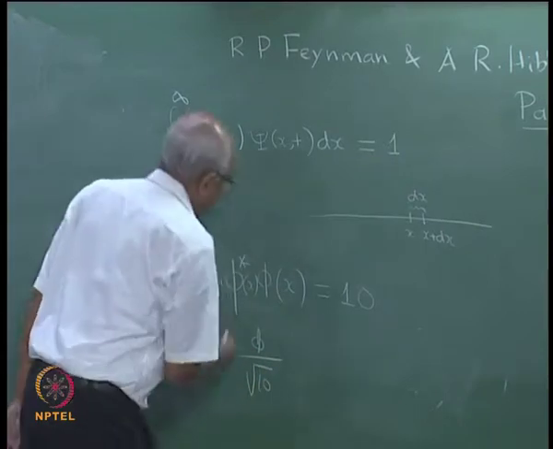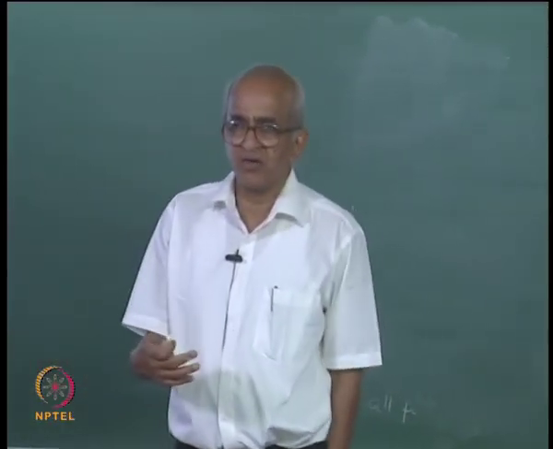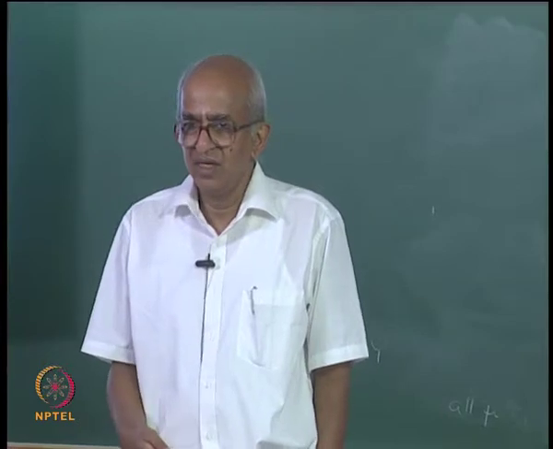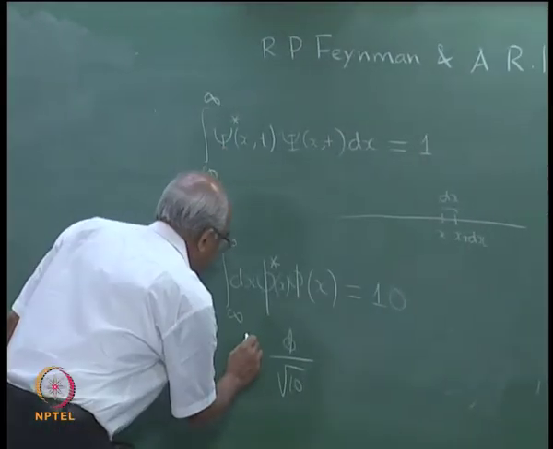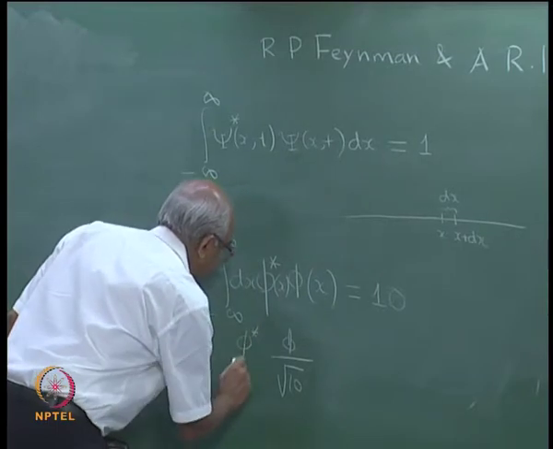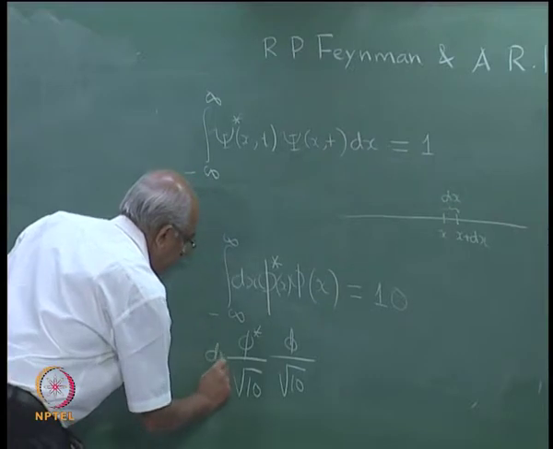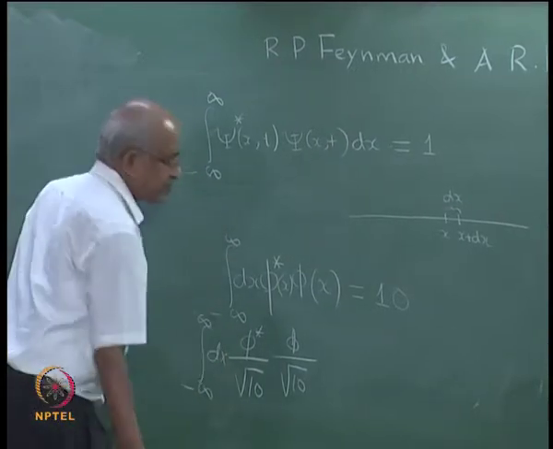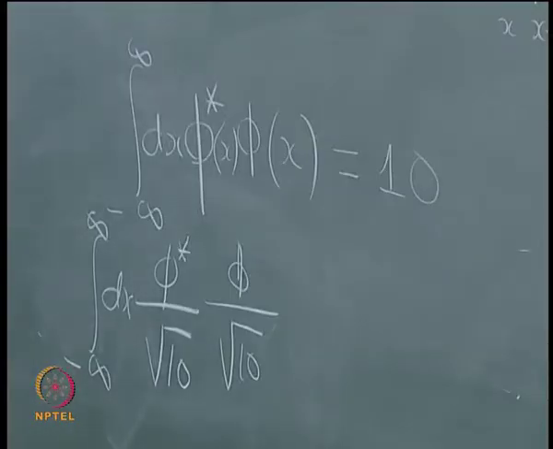But then if you think about this, from phi, suppose I constructed phi divided by square root of 10. This is a new function, it is not phi, but a new function which I have constructed from phi. What have I done? I have multiplied it by 1 by square root of 10, and now this new function, if you took it, multiplied it by its own complex conjugate and the volume element dx and integrated from minus infinity to plus infinity, what will be the answer? The answer will be 1.